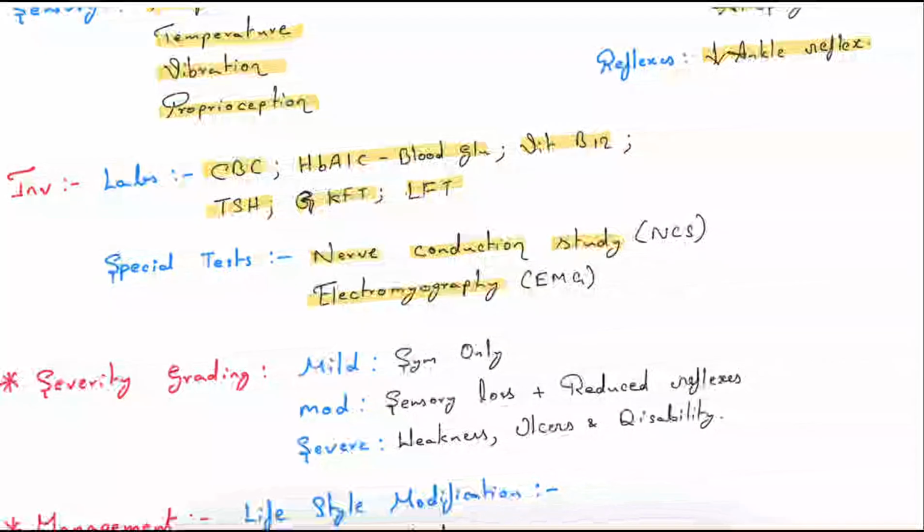Then we have to do blood tests for ruling out causes. Then we can check with nerve conduction studies and electromyography. Then we have to identify the cause. Then we have to treat that cause. Then we have to check the symptoms and follow up. Okay, so these are the things.